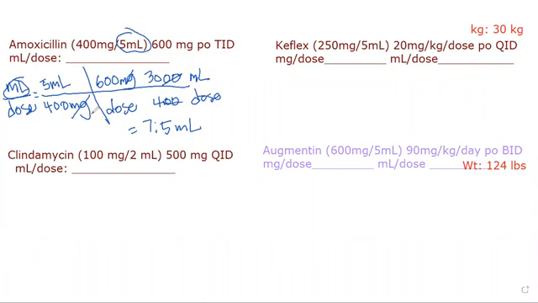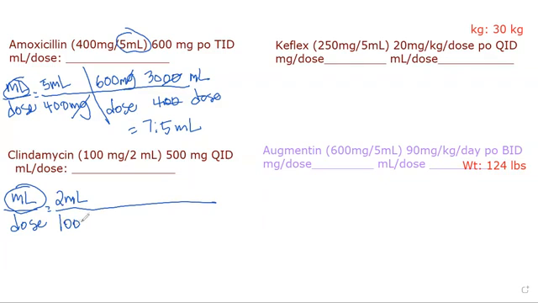All right, now let's work through this next problem down here. So clindamycin, 100 milligrams per 2 mLs, 500 milligrams 4 times a day. We're solving for milliliters per dose. All right, so we need to start with milliliters. So we have to find somewhere in the problem where we see milliliters, and we can pull it from the concentration. So we have 2 milliliters, 100 milligrams.